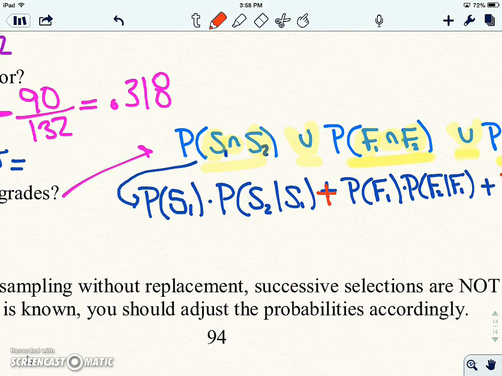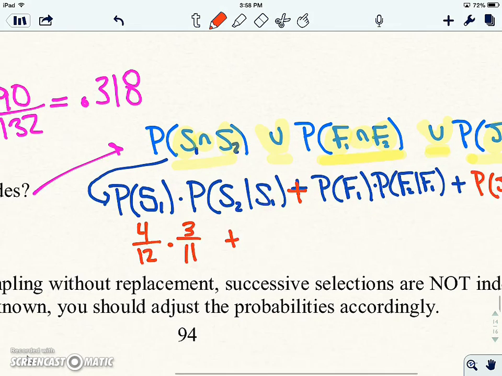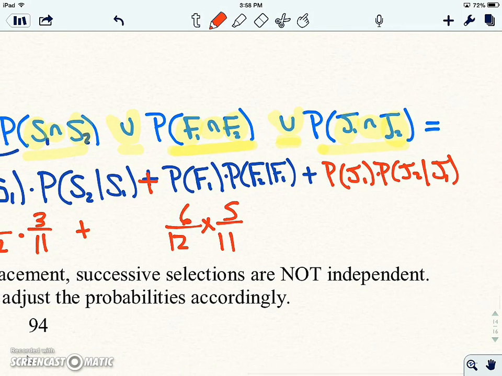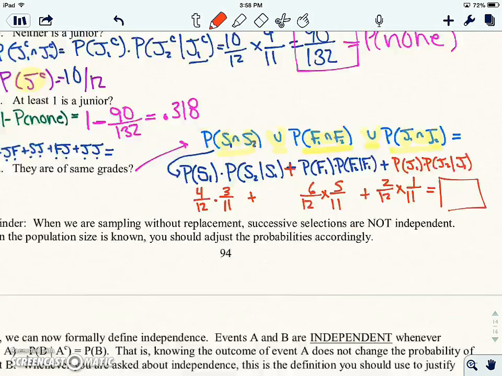probability of a sophomore, well, there are 4 sophomores, so 4 out of 12. If the first one was a sophomore, then it would be 3 out of 11. Or for freshmen, we've got 6 out of 12 and 5 out of 11. And then again, or for juniors, 2 out of 12 and 1 out of 11, which would give us the probability. And I haven't crunched those numbers.